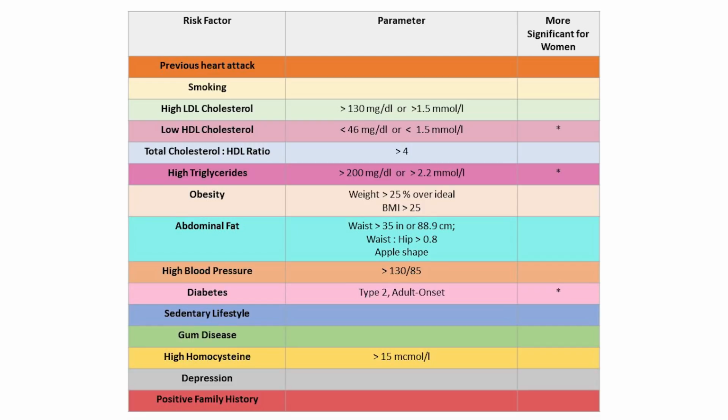So here's the big list of risk factors for a heart attack that I showed you at the beginning of this video. They include previous heart attack, smoking, high LDL cholesterol, low HDL cholesterol, total cholesterol to HDL ratio of greater than 4, high triglycerides, obesity, abdominal fat, high blood pressure, diabetes, sedentary lifestyle, gum disease, high homocysteine, depression, and family history of heart attack. The only heart attack risk factor that does not contribute to a higher risk of Alzheimer's on that list is gum disease. I'm going to incorporate all the others into our chart on the risk factors for Alzheimer's.